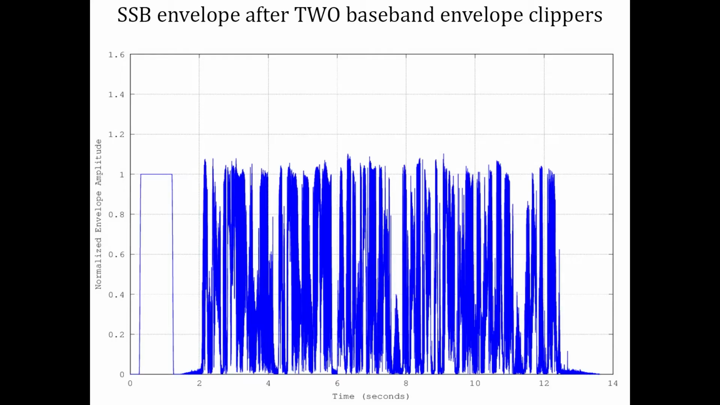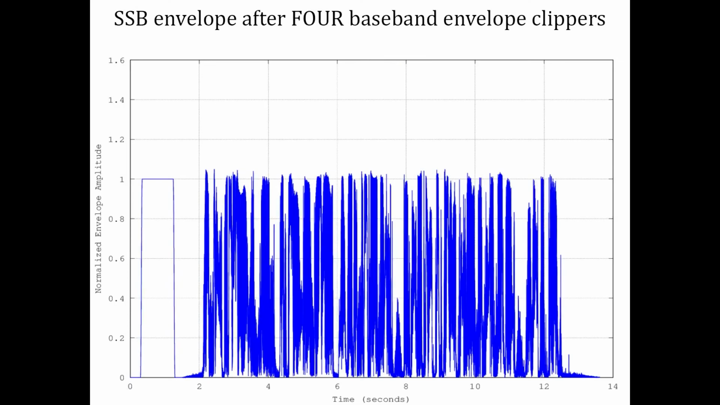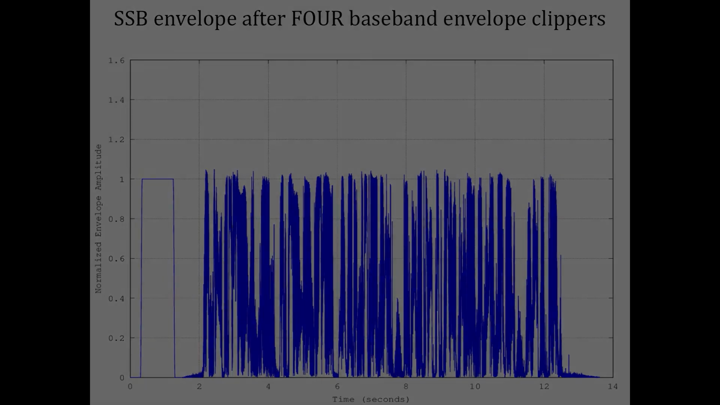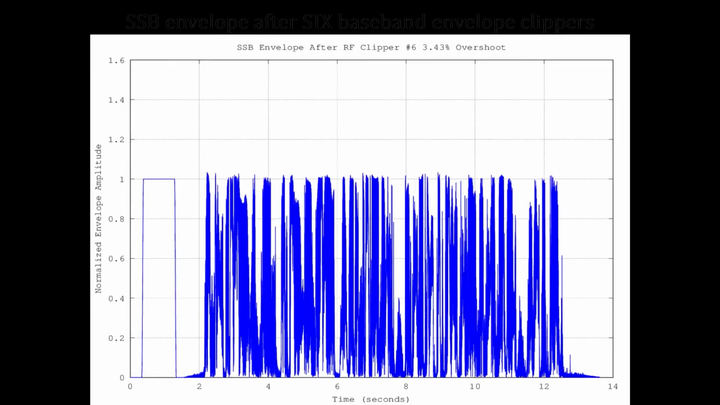Let's go through a third envelope clipper. The overshoot is reduced some more, but the rate of reduction is slowing down. We are down to 7.11% overshoot after 3 cascaded envelope clippers. So let's try 4. After 4 clippers, we're down to about 5% overshoot. Let's go to 5 cascaded clippers and see what happens. Now we're down to about 4% overshoot after 5 clippers. Now we're down to 3.4% overshoot after 6 clippers. Convergence is really slowing down.